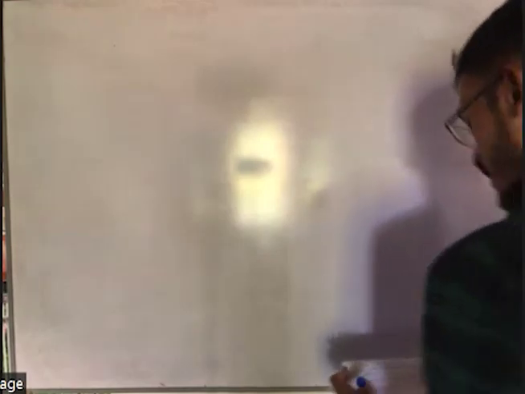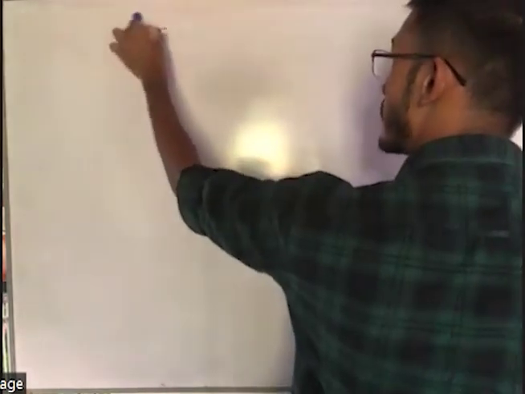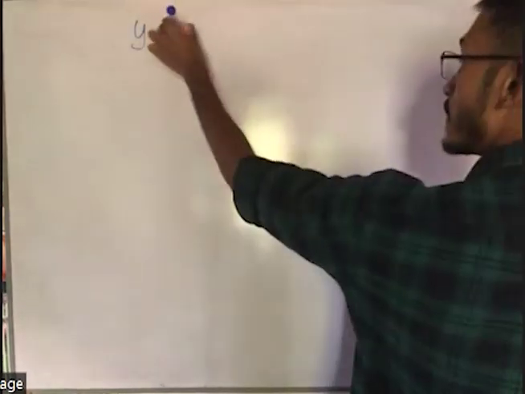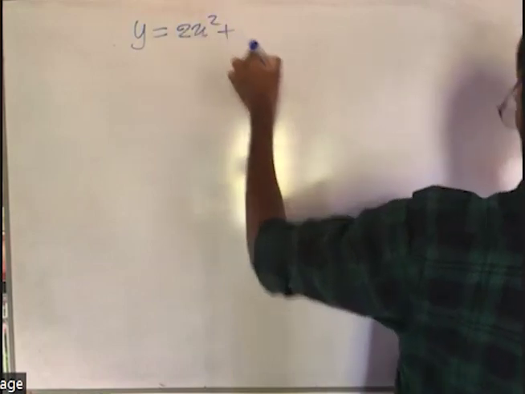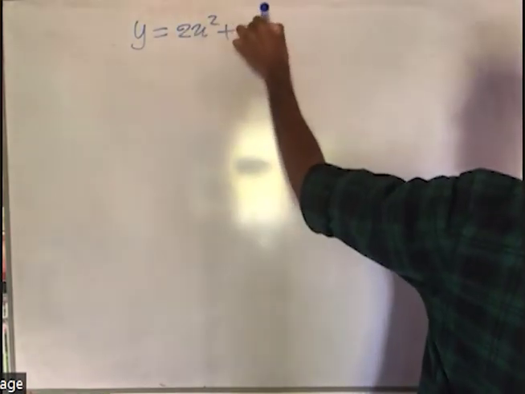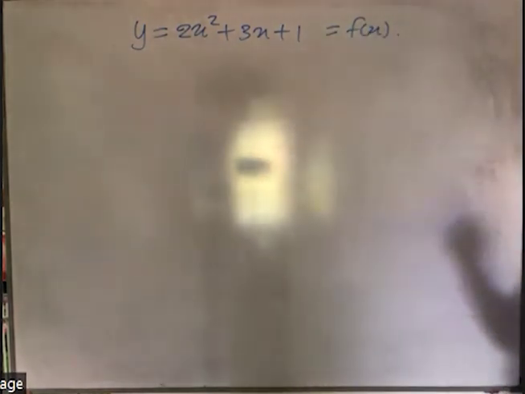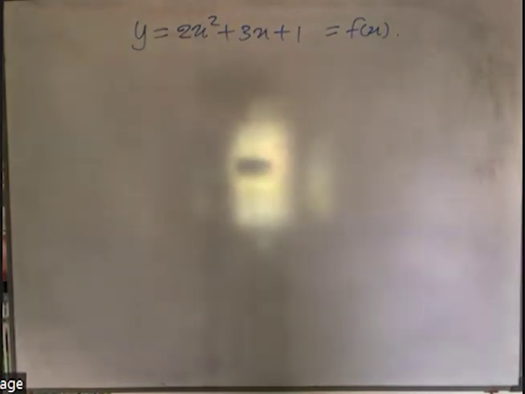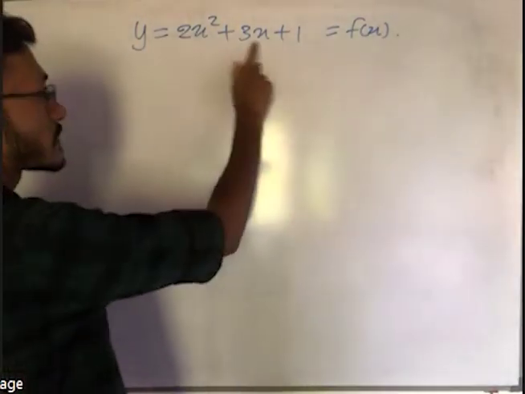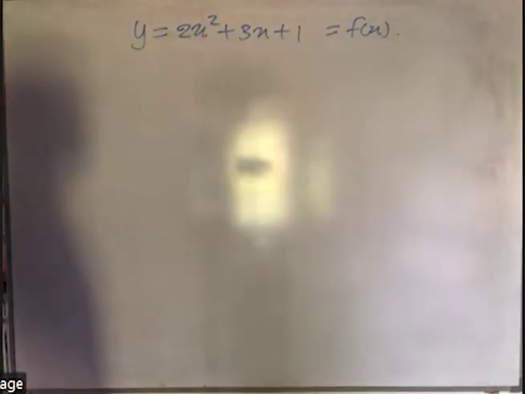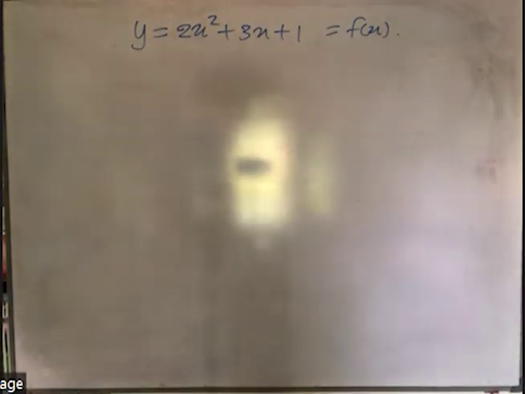So let's consider y equal to 2x square plus 3x plus 1 equal to f(x). Right. So this is a quadratic function. Here we have x square term, x term, then constant term. So this is in the standard format.